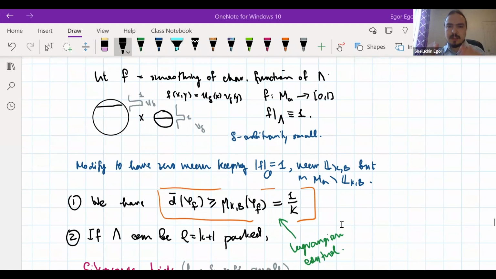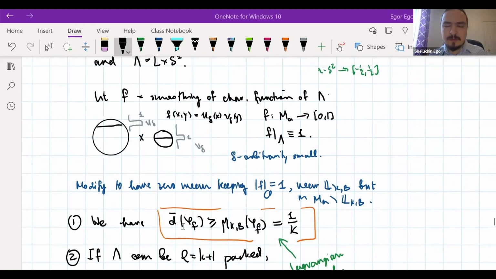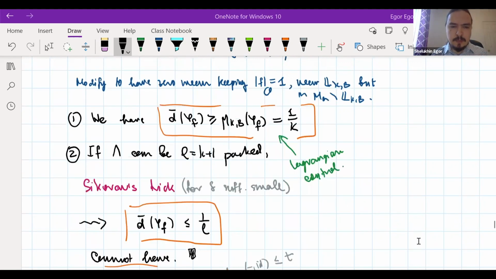And this 1 over k comes exactly from the fact that we average the values over the configuration. So it is 1 here and 0 on all others, so it's 1 over k. But of course, as I said before, this is a lower bound for the asymptotic Hofer norm. Okay, so this is part 1.